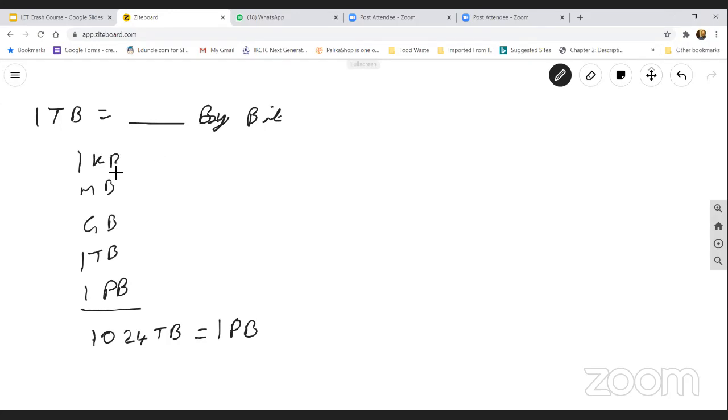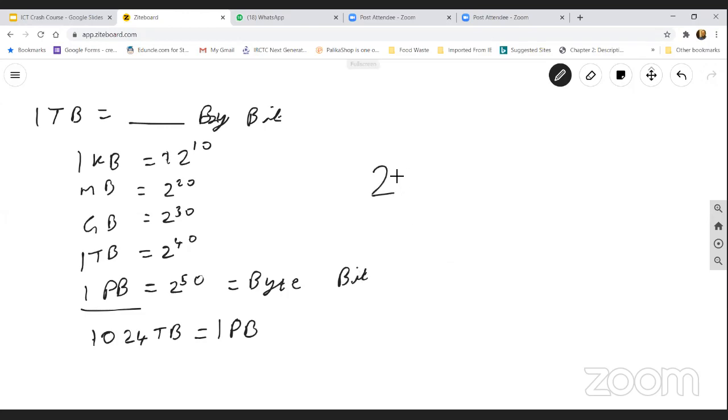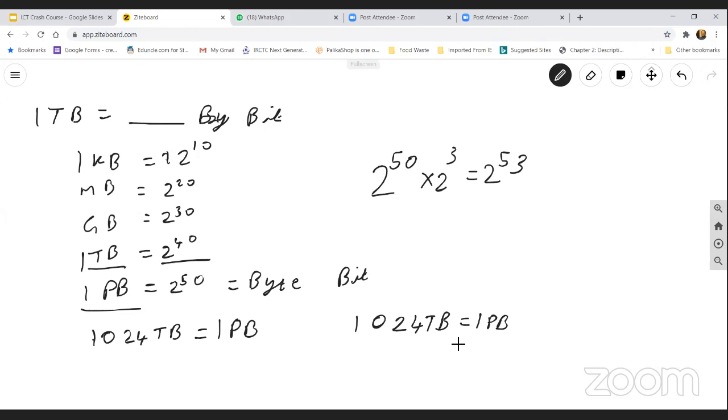1 KB is equal to 2 power 10, then 2 power 20, 2 power 30, 2 power 40, 2 power 50, which is in bytes. If you want to calculate for bits, you have to convert 2 power 50 into 2 power 3. So that's why 2 power 53. They are purposely giving 1024 terabytes, because we know 1 terabyte is 2 power 40, but 1024 terabytes is equal to 1 petabyte. Got it? So 1 petabyte is equal to 2 power 50 bytes.